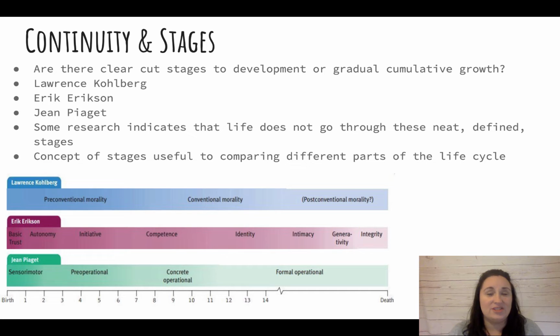There is some research to indicate that really life and development is not so neat and organized, and that some of these things are happening simultaneously or out of order. But the general idea of stages is kind of useful when you're looking at the whole lifespan and seeing what's typical for the psychosocial way of thinking for a 5-year-old versus a 25-year-old.